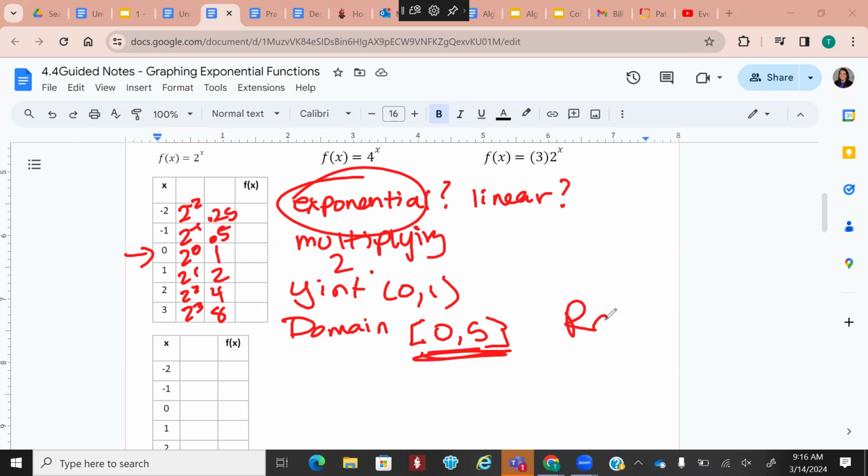If I asked you for the range, however, we're going to look at 0, what's our y value? And then we're going to go all the way to 5. Well, it doesn't have that on the table, right? So we've got to extend the table. What would be the next number? And then the next number? Does that make sense? So we would have from 1 to 32.